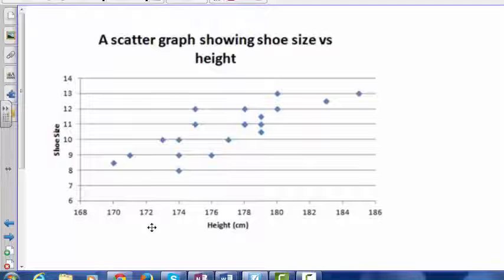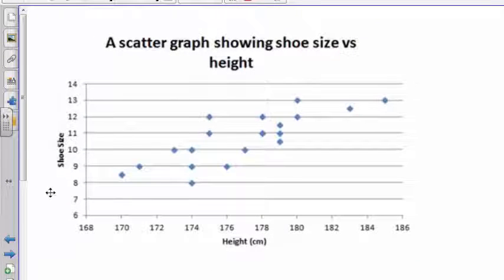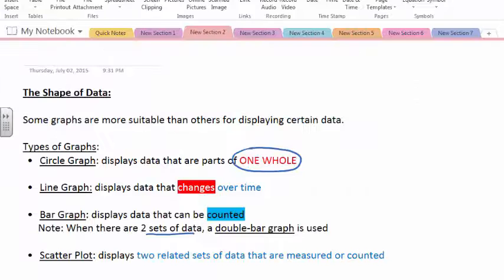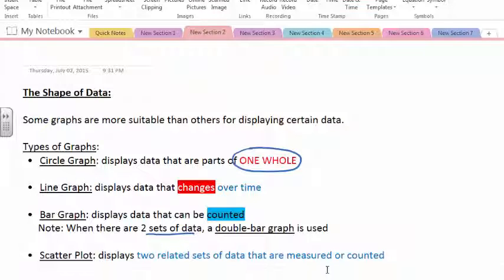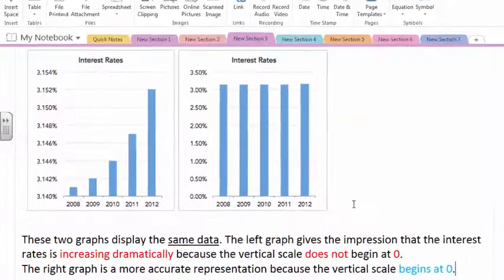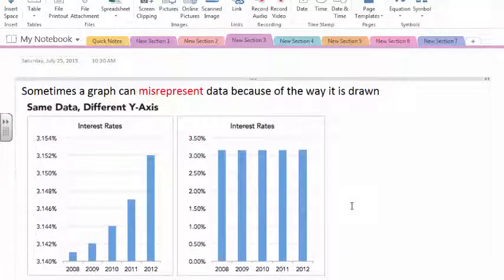So you see here there is a number to be counted, and the other one again a number to be counted. So there are two axes with numbers, not one with names and the other with numbers, or vice versa. No, as you can see, both are numbers. In this case we prefer to use a scatter plot to display the two related sets of data that are measured or counted.